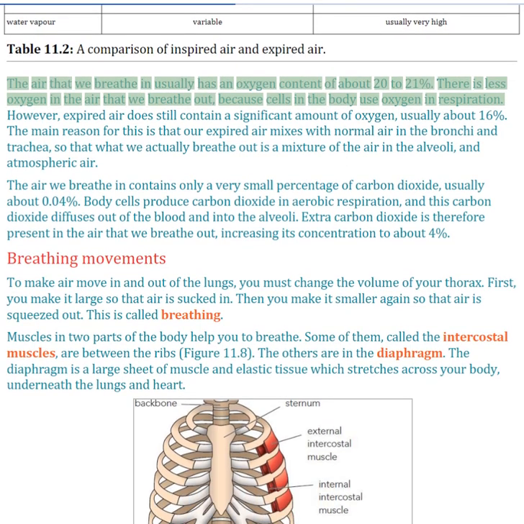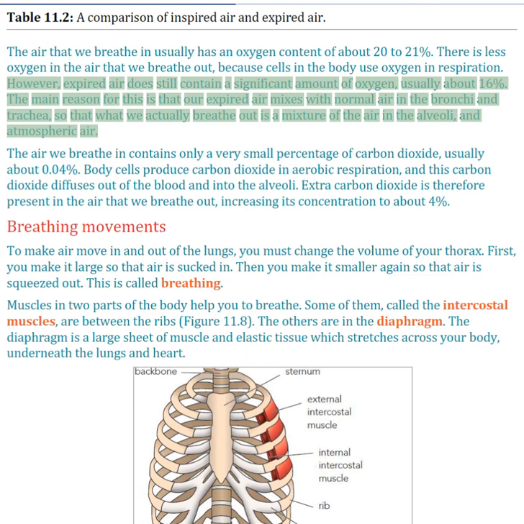The air that we breathe in usually has an oxygen content of about 20 to 21%. There is less oxygen in the air that we breathe out, because cells in the body use oxygen in respiration. However, expired air does still contain a significant amount of oxygen, usually about 16%. The main reason for this is that our expired air mixes with normal air in the bronchi and trachea, so that what we actually breathe out is a mixture of the air in the alveoli and atmospheric air.